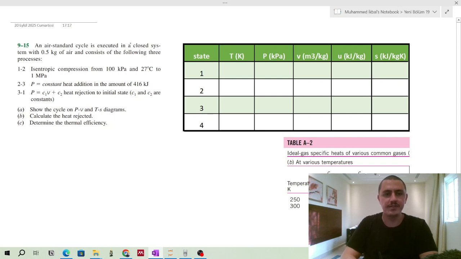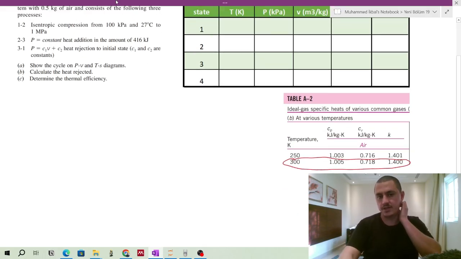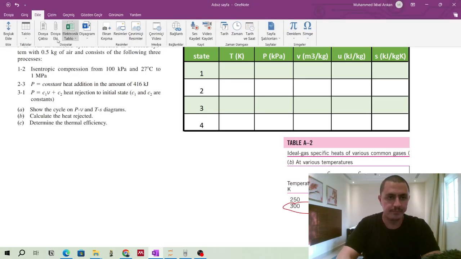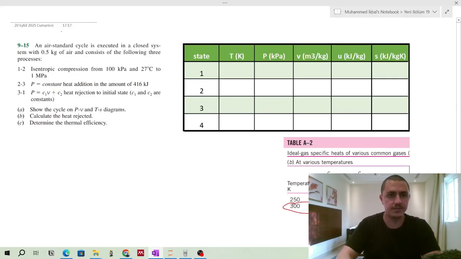Assalamu alaikum. In this video, we are going to solve another problem related to gas power cycles, but here we can work with constant specific heats. So I will use room temperature based Cp, Cv, and k values, because it's not mentioned that it's variable and the temperature range is not too much. So we can use constant values of Cp and Cv.